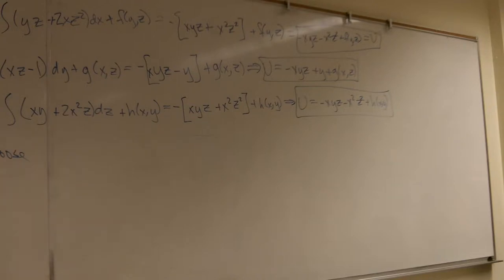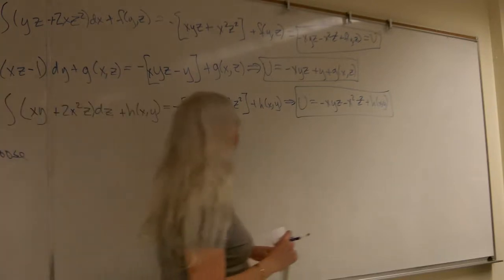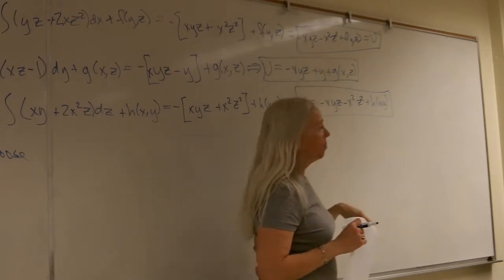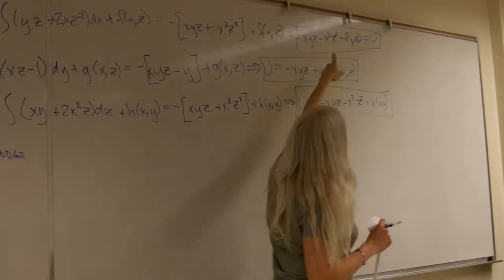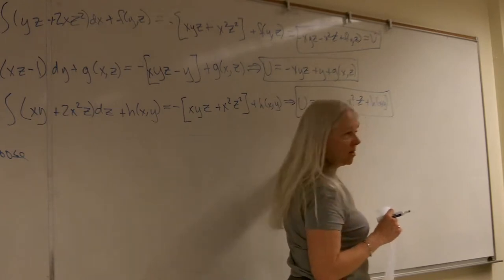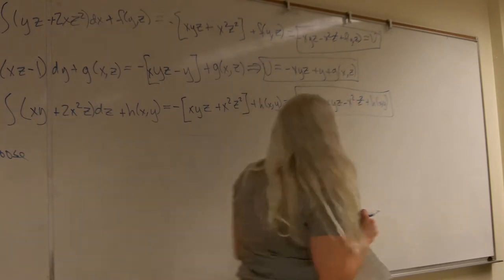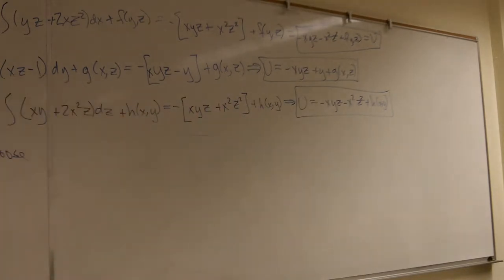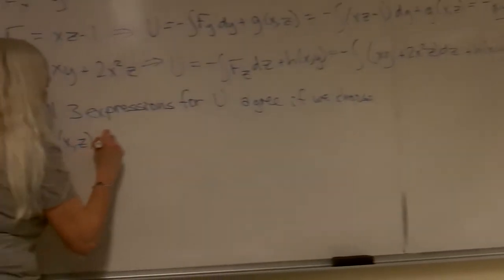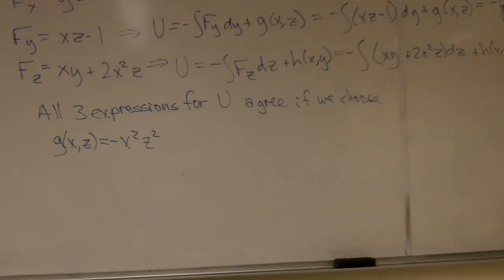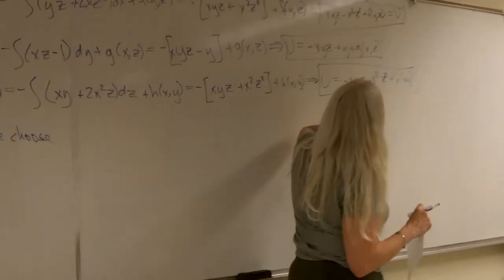So how can we choose them? Well, first of all, notice they all agree on some things already. All of them have an expression minus x, y, z in them. That's good. These two have a minus x squared z squared. This one doesn't, but we can certainly choose g of x and z to be minus x squared z squared. Okay? And then we'll have that term in all of them also.